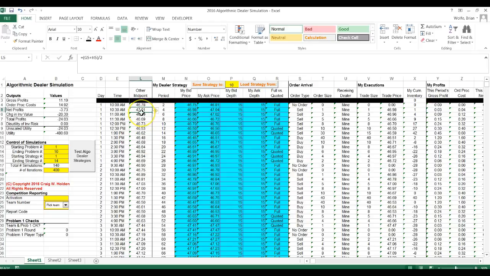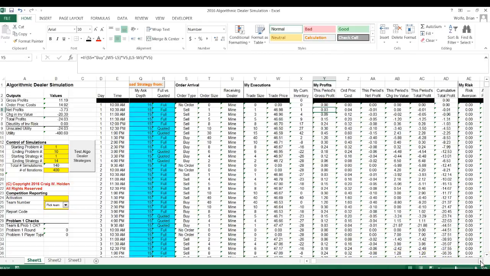So we're going to pretend, again, just like we talked about in class, that this midpoint is the real value, the true value of the security. If that's the case, since I got to buy it at 46.98, I got a deal, right? So I got it for 3 cents cheaper than the actual price of the security. So I made a profit, 3 cents, all right?